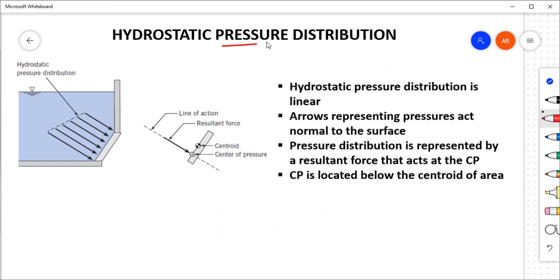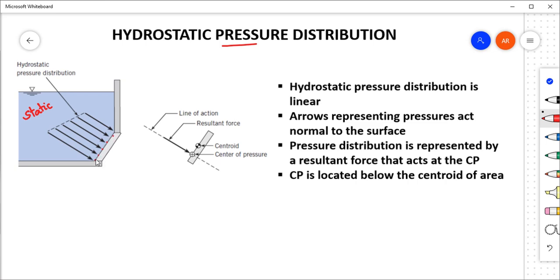Now let us consider hydrostatic pressure distribution. Here we have a plane surface which is in contact with the static fluid mass. In this case, the pressure exerted by the static fluid mass on this surface will not be uniform. We know that according to hydrostatic principle, when we move down, the pressure will keep on increasing. So here, the pressure at each point on the plane surface is not same or uniform. It is varying. It is linearly varying.